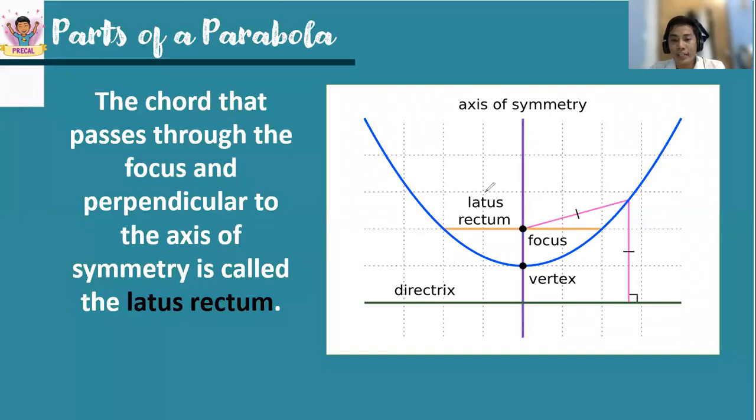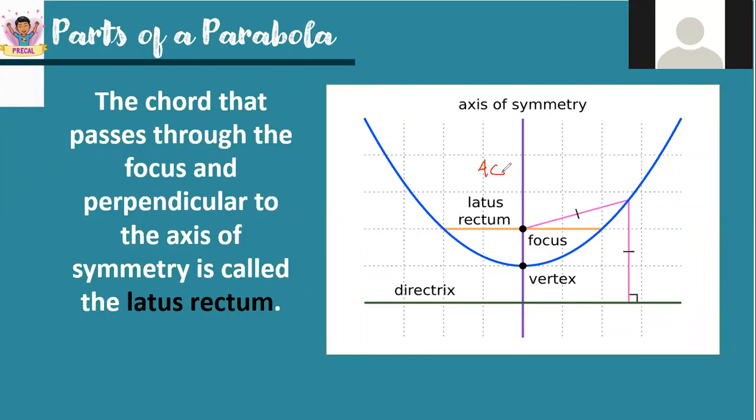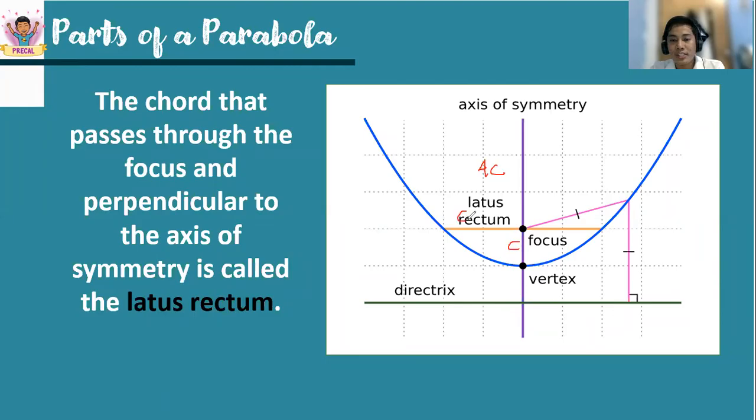Now, what about the latus rectum? Observe the latus rectum. It is 4 times the c distance. So, if this is c units, then we have c, c, c, and c here because the latus rectum represents a distance which is 4c. So if the c distance is 6, therefore the length of the latus rectum will be 24. Did you get it? So that is our latus rectum.